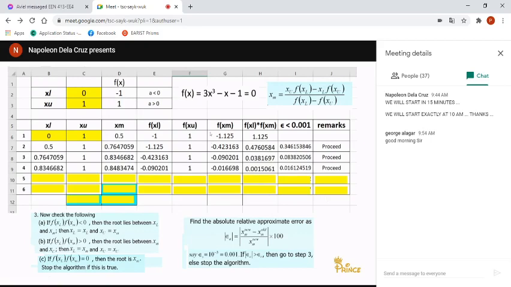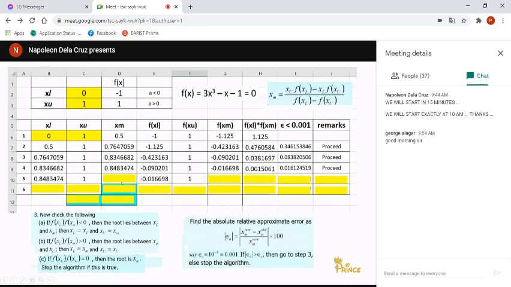Next, check this. That is still positive, so we will use this one again. The product of this is greater than 0, then use this one. So this one will be the previous one. Then followed by the f of xl, f of xu.